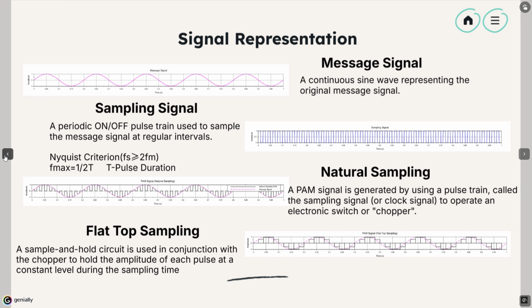the message signal. In natural sampling, the pulse amplitude follows the shape of the original signal. This is achieved using a pulse train that operates a switch or chopper. Meanwhile, flat top sampling uses a sample and hold circuit to maintain constant amplitude for each pulse during the sampling interval, further simplifying digital processing. As you can see, the graphs here are made using Scilab.